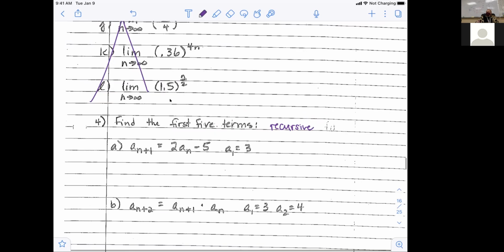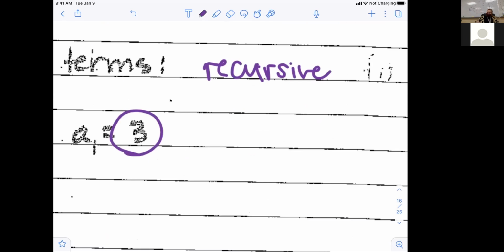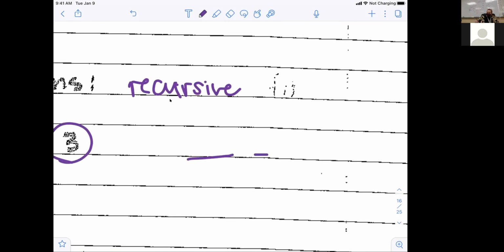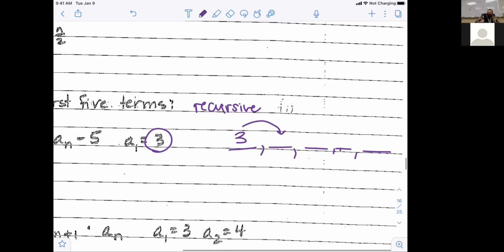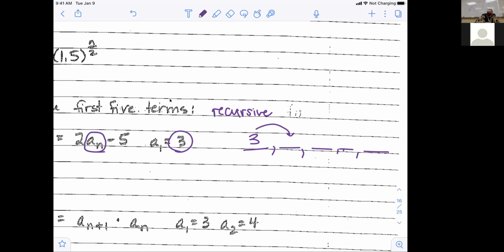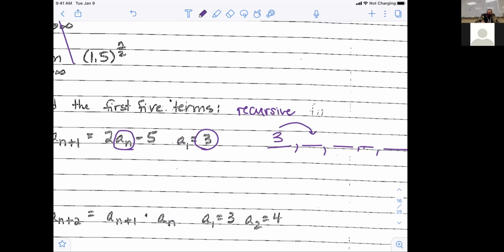So what I'm doing is I'm using the term in front of it to find the next term. I give you a sub 1 is 3, and it says find the first 5 terms. So 1, 2, 3, 4, 5. I'm finding all the other terms after 3. I needed 3, though, to find the next term. And I'm going to plug 3 in for my a sub n in this formula that's given to me. So it says a sub n plus 1 is equal to 2 times a sub n minus 5. That means the second term is equal to 2 times the first term minus 5.